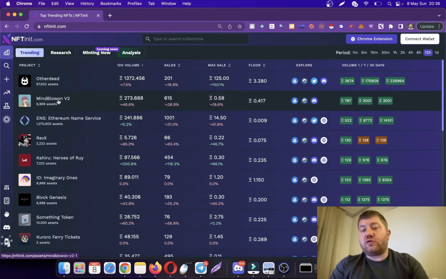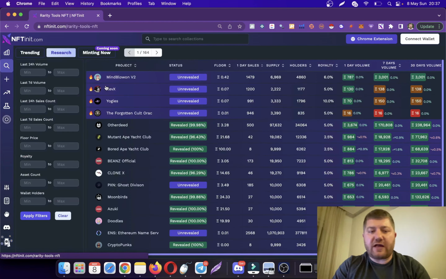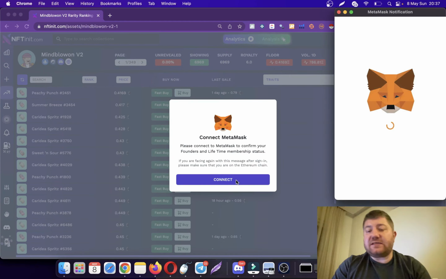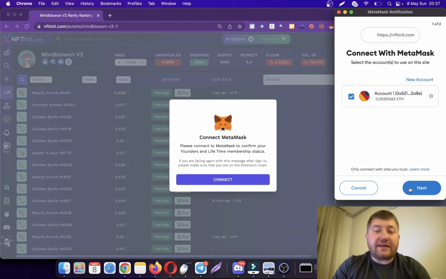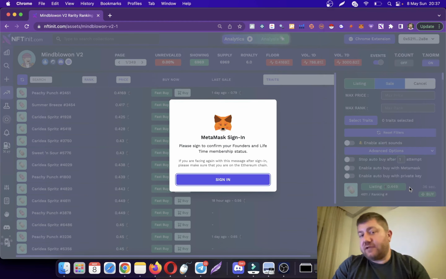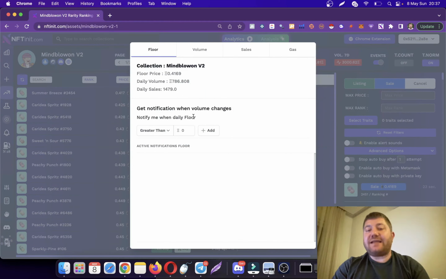So in order to use the notifications, you are just going to pick a collection. It can be on the trending tab or in the research tab. It doesn't really matter. When you go inside, the system is actually going to ask you to connect your wallet so it can match which user is saving which notification. And then on the left panel, you can click on the handle notifications icon. Here you can set notifications for floor, volume, sales, and gas price.